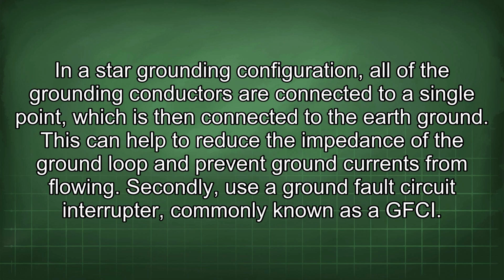In a star grounding configuration, all of the grounding conductors are connected to a single point, which is then connected to the earth ground. This can help to reduce the impedance of the ground loop and prevent ground currents from flowing. Secondly, use a ground fault circuit interrupter, commonly known as a GFCI.